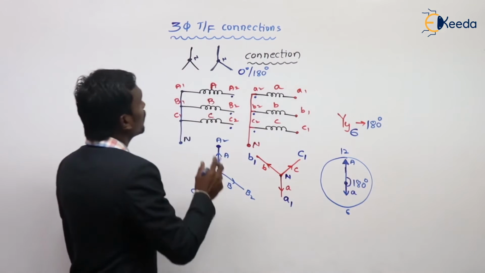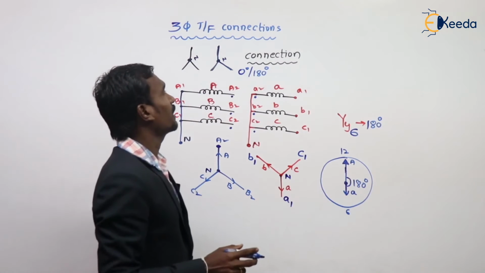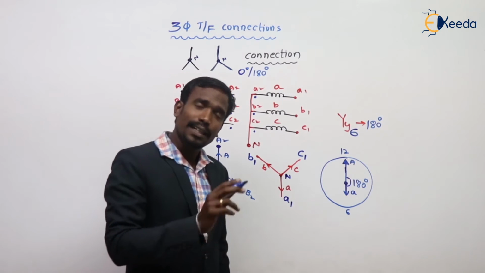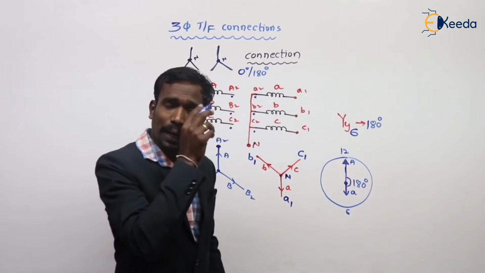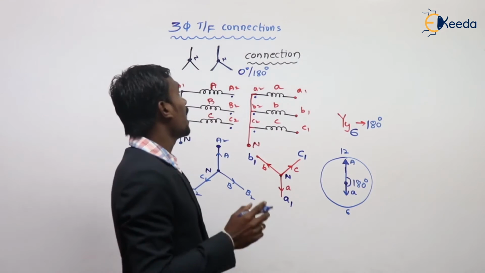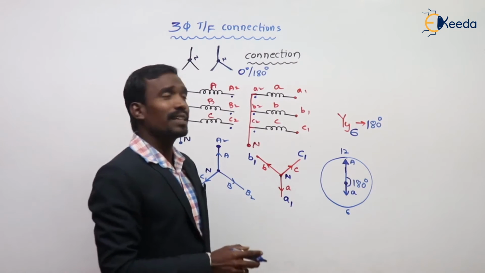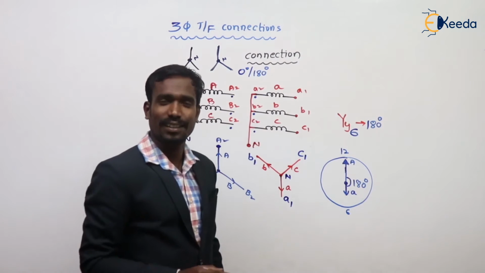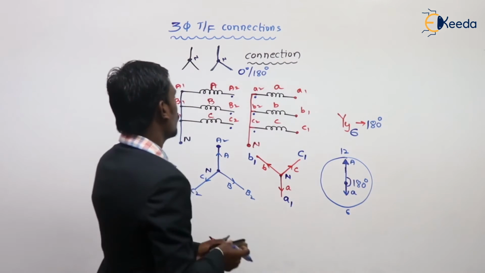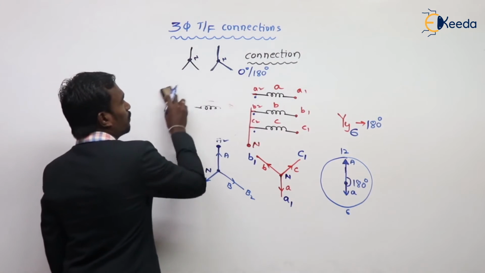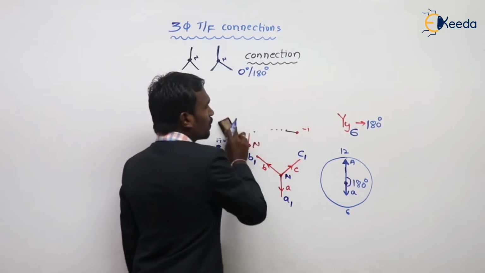This is for the star-star connection diagram. In delta and star-star, the phase difference between primary and secondary vectors is either 0 or 180 degrees based on the connection diagrams. Right? Is it okay? Now we have completed the connection diagrams.